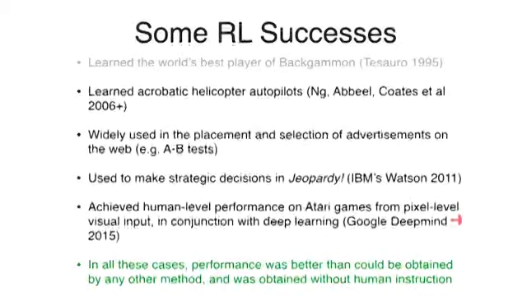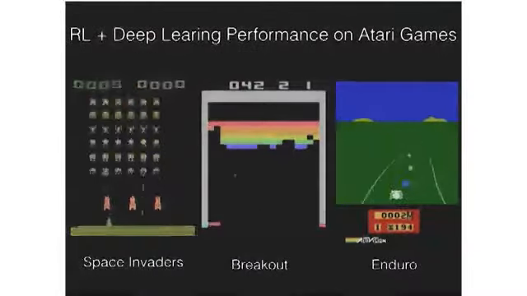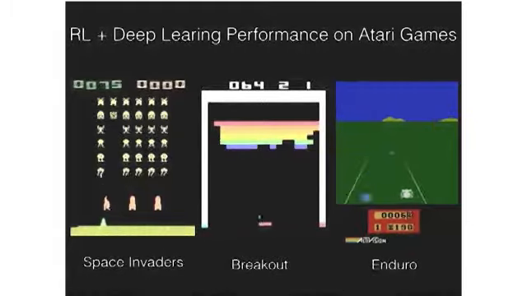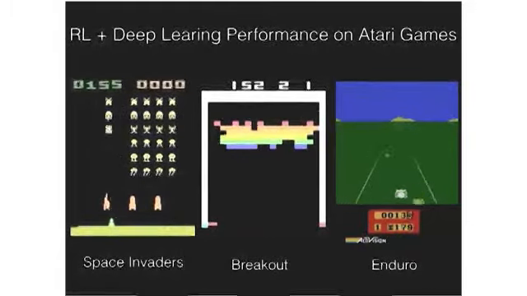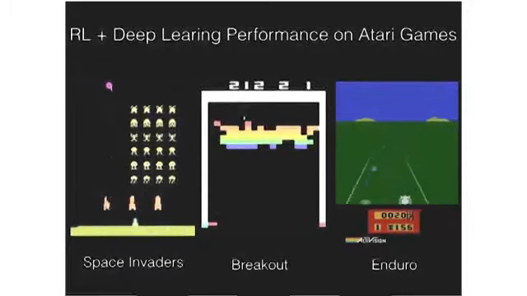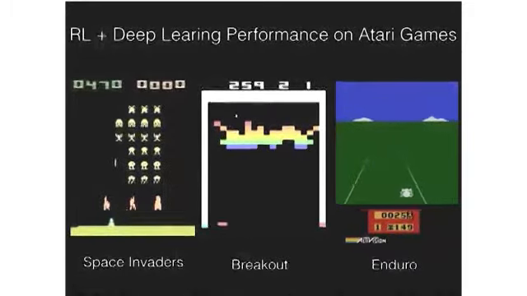I'm sure many of you have heard about the success on Atari games by Google DeepMind. Let me just show a little bit about that. Okay, I think I'm going to start with the behavior. So here we have playing Atari games automatically by a combination of reinforcement learning and deep learning. And you see, we have 3 different games that are fairly different, but the exact same learning system was used on all the games.